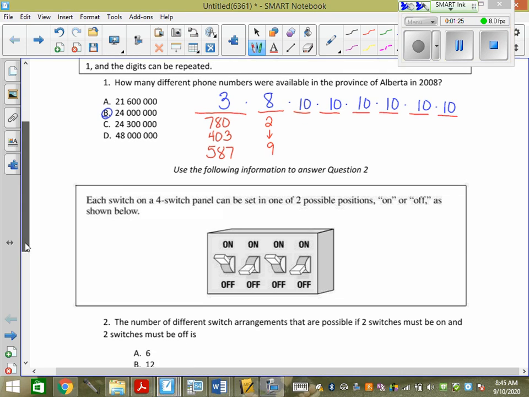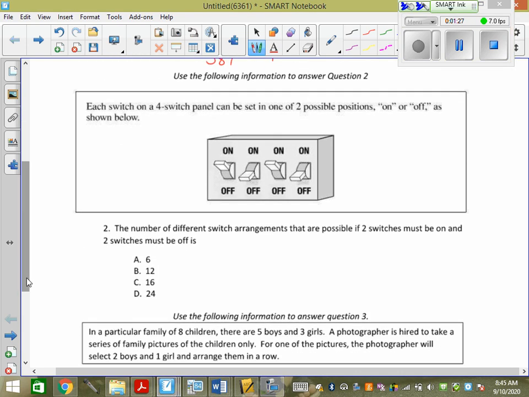Okay. This one is a tricky one. Each switch on a 4-switch panel can be set to 2 possible positions, on or off. The number of different switch arrangements that are possible if 2 switches must be on and 2 switches must be off. So on is repetition, correct? Off would be a repetition, wouldn't it?